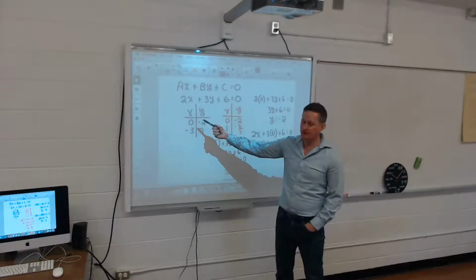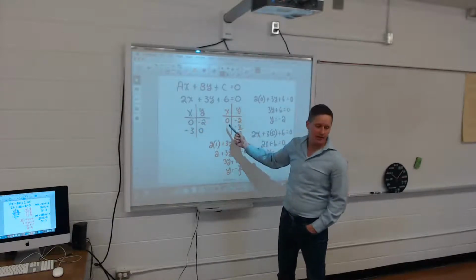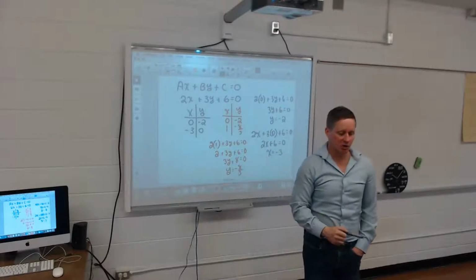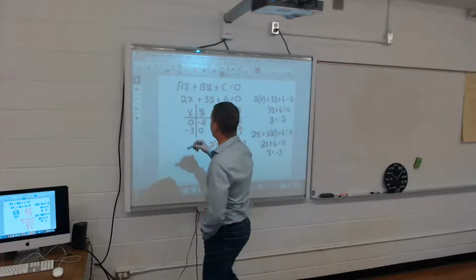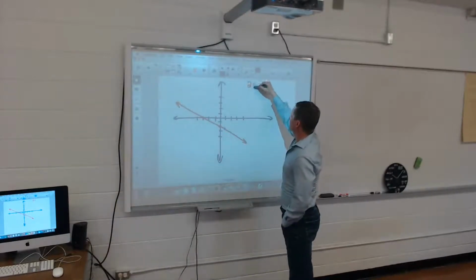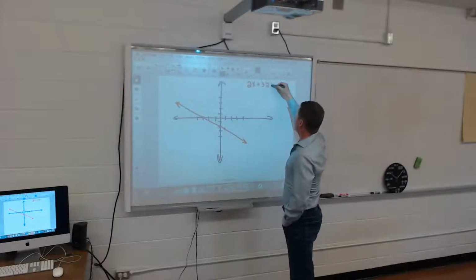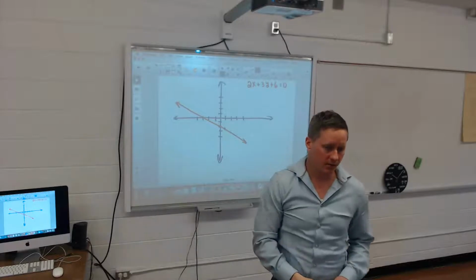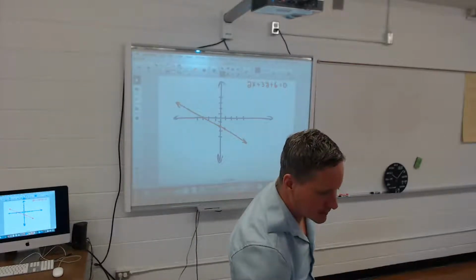Find your intercepts, do a table of values, or put it into slope-intercept form. So let's look at that now. So my equation was 2x plus 3y add 6 equals 0. And I want to get it into y equals mx plus b.